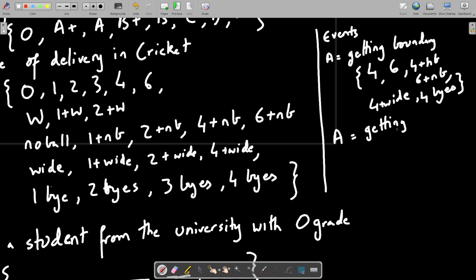Next, getting 8 runs. Is there any element which gives you 8 runs? No, right? So this is an impossible event. It's impossible to get 8 runs on a delivery. So it's an empty set.